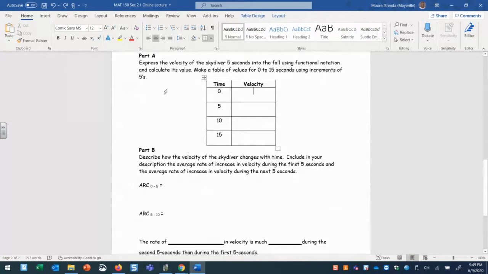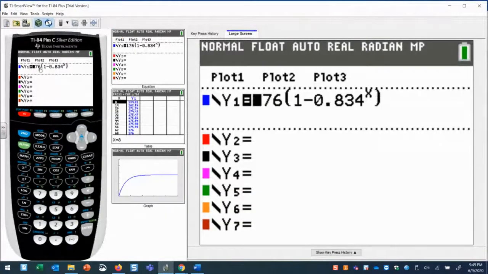Part A. Express the velocity of a skydiver 5 seconds into the fall using functional notation and calculate its value. Make a table of values from 0 to 15 seconds using increments of 5s. So let's go to our calculator. The formula is already in the calculator, but we need to create the table of values. If you look up here in blue, you see table set and table. The table set is where you create your table of values, and table is where you view your table.